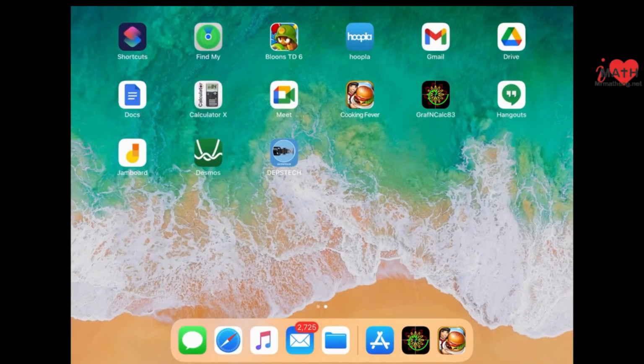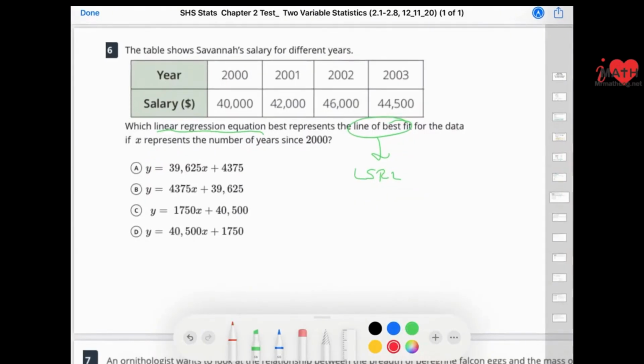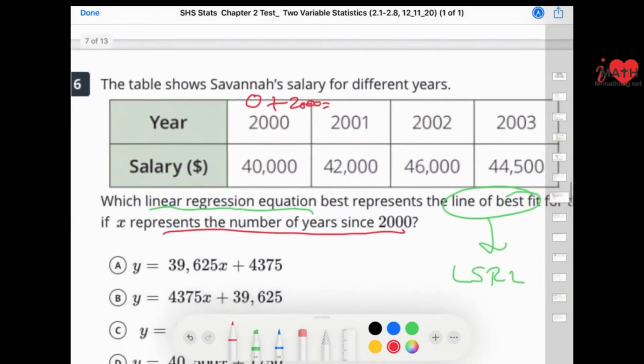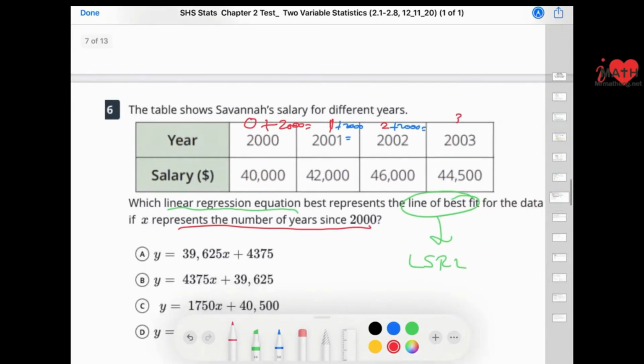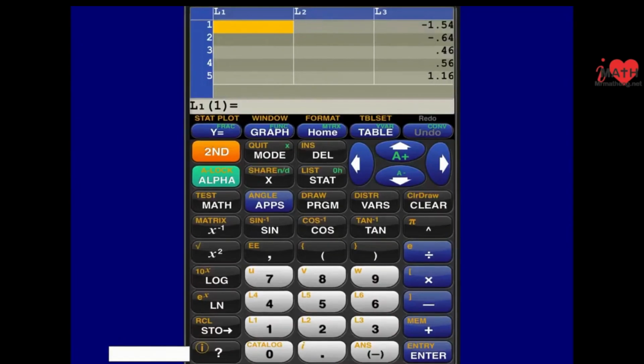Let's just try years since 2000. So this would be 0. 0 plus 2000 gives me 2000. And then this next one would be 1, because 1 plus 2000 gives you 2001, right? Does this make sense? 2 plus 2000 gives you 2002, and this would be a 3. Okay, so let's put that 0, 1, 2, 3.